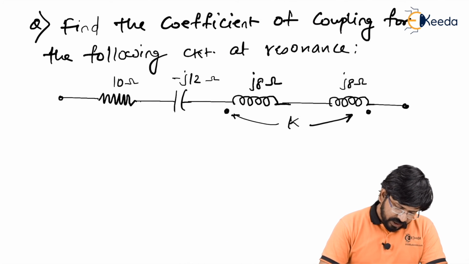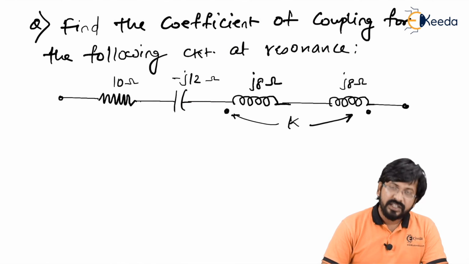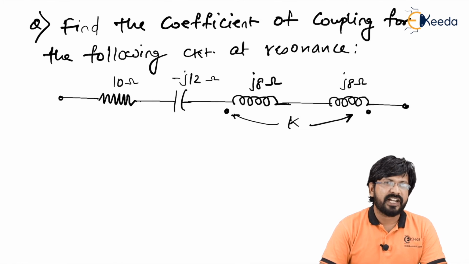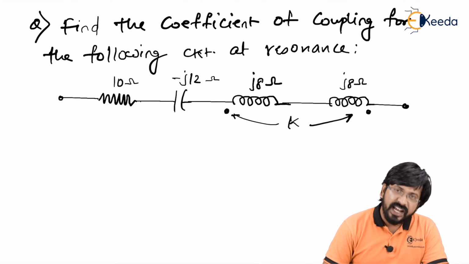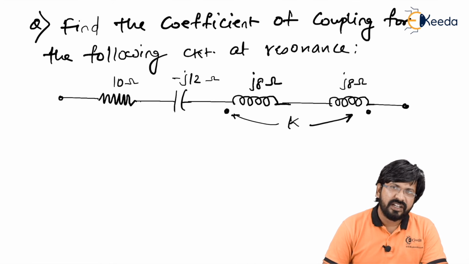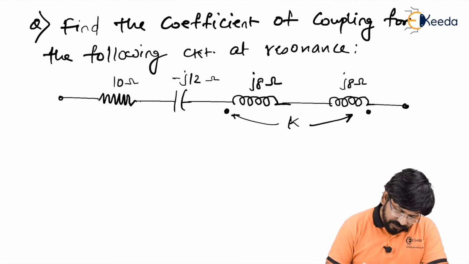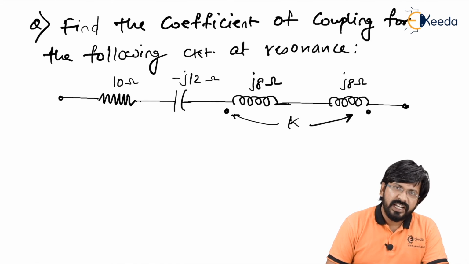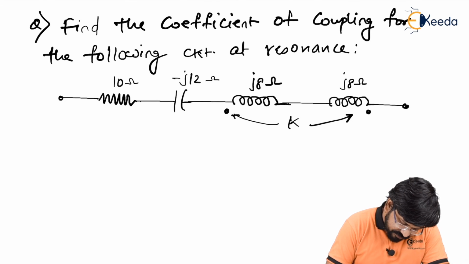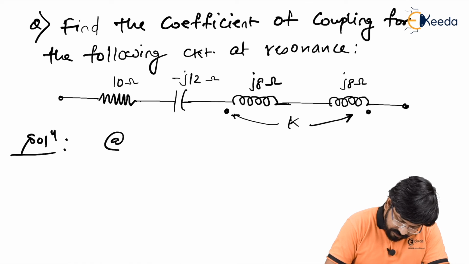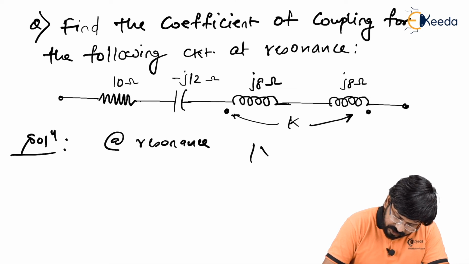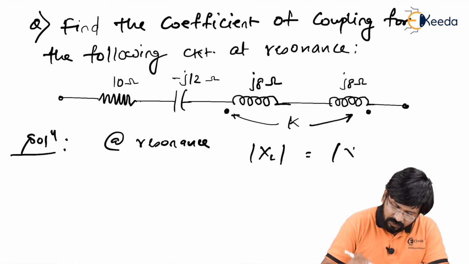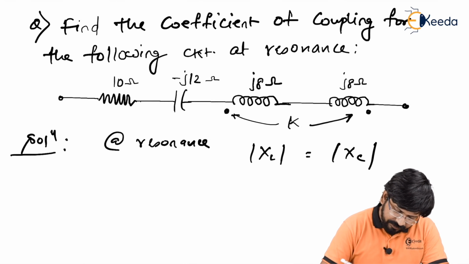Let's see this question. Find the coefficient of coupling. Coefficient of coupling means coupling factor, that is K. For the following circuit at resonance, they have said that a resonance condition is going to occur here. So at resonance, what really happens? At resonance, we should know that the magnitude of XL and the magnitude of XC are always equal. Of course, XL equal to XC we can write.